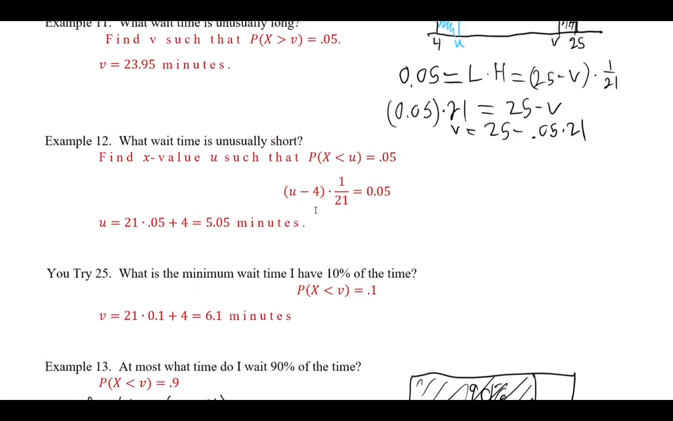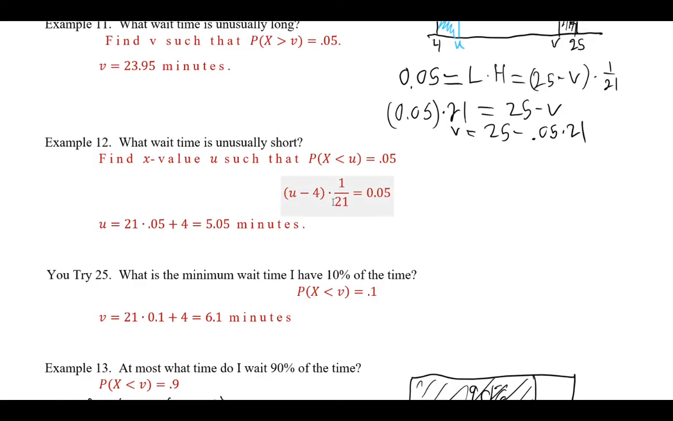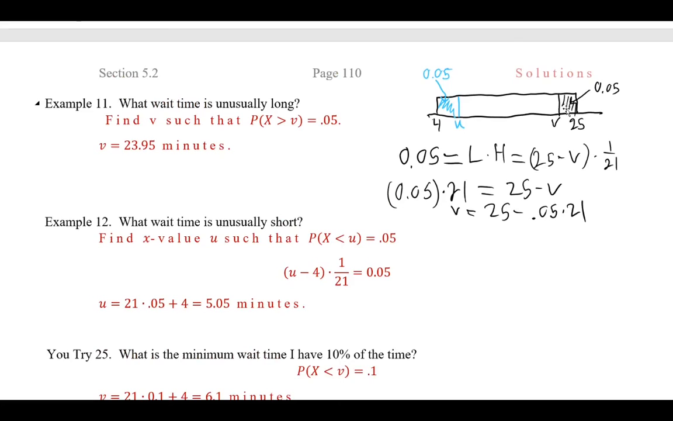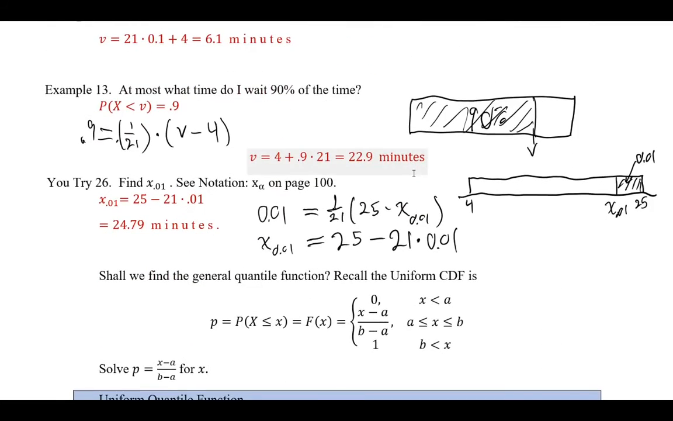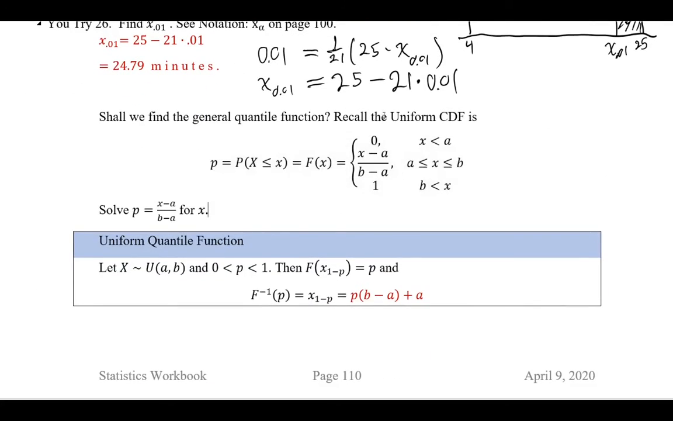After finding all of these particular values that correspond to probabilities, for instance, having 5% to the right or 5% to the left, let's find the general quantile function. So recall that the uniform CDF is given by f of x equals this. We'll let this equal p, the certain probability. Now if we solve this equation for x, the value that corresponds to a particular probability p, then we'll have the function that will define our uniform quantile function.